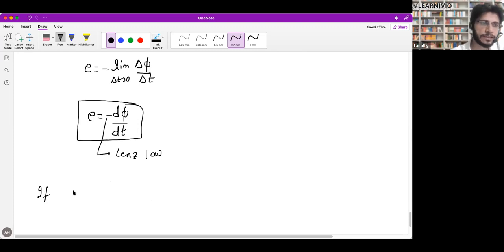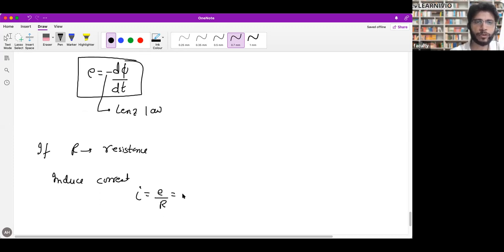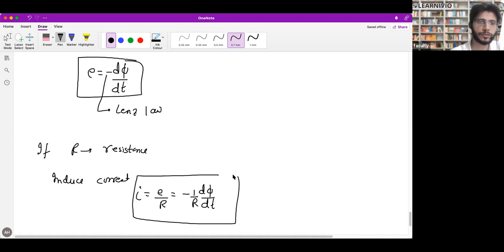Now, if R is the resistance, then you can also calculate induced current. So the current induced in the circuit is the ratio of EMF and resistance. That you can write as minus 1 by R d phi over dt. So this is how we calculate induced current. It's minus 1 by R d phi over dt.